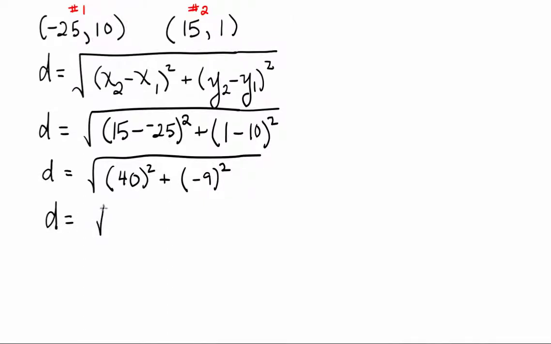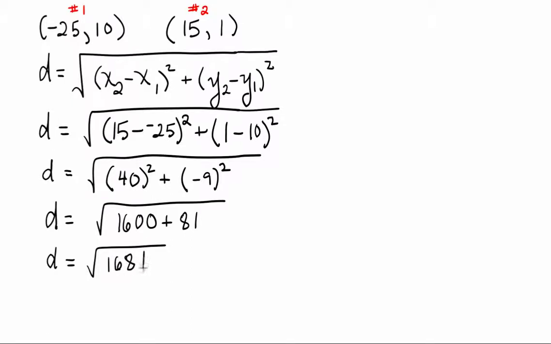D equals square root, and if you don't know what 40 squared is, you could use the calculator, but it's 1600 plus -9 squared is 81. D equals square root of 1681. If you don't know that, go to the calculator. Square root of 1681 is 41.